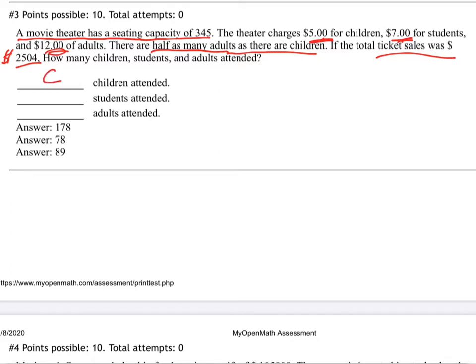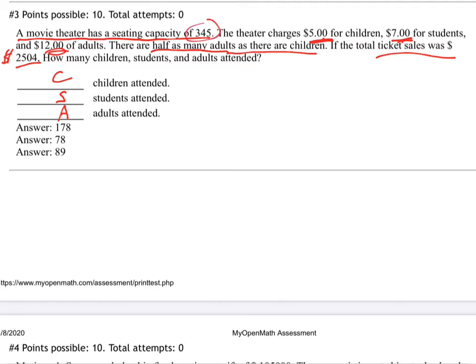Let's call it children, students, adults. Well, let's just go X, Y, Z. I think that's going to get confusing. X, Y, Z. All right. Well, I keep changing my mind. How about children, students, adults? Okay. So what does it say?